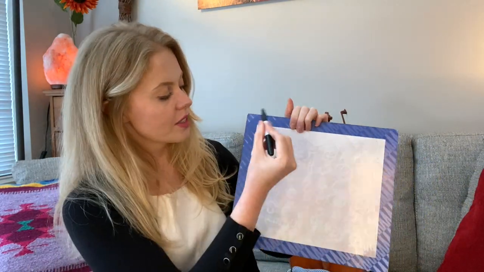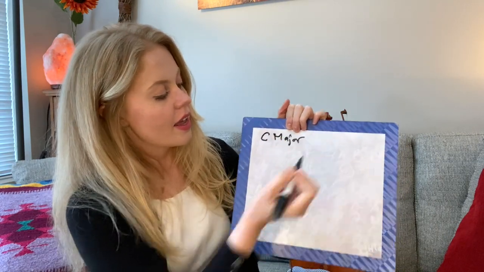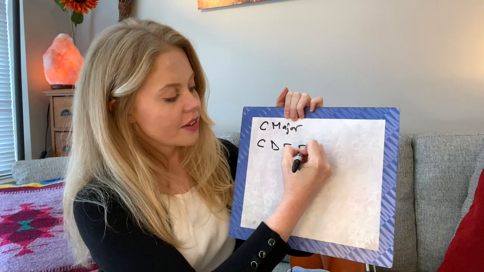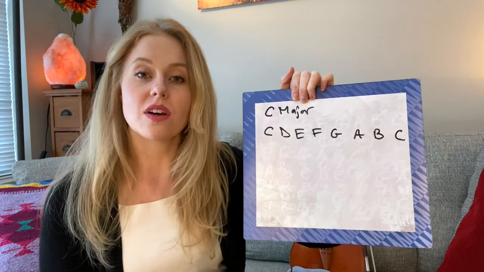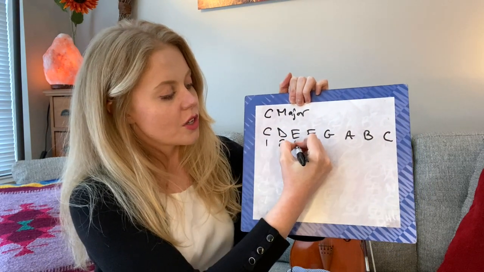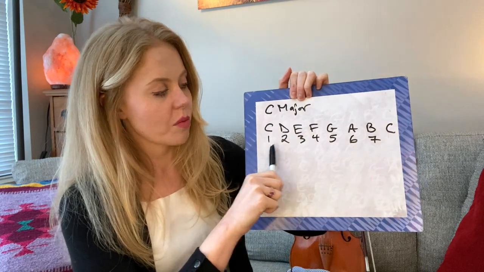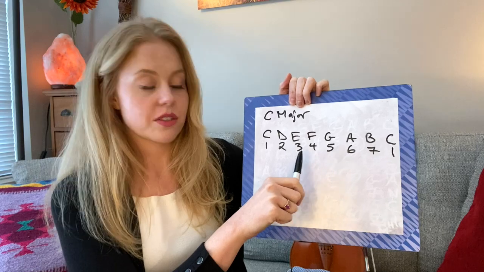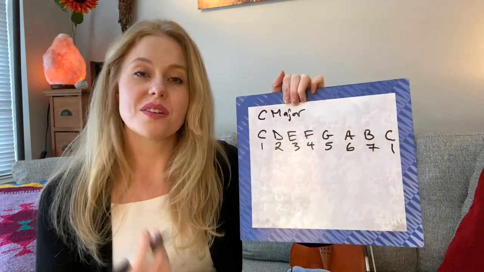So let's go ahead and write C major at the top here. There's no sharps and no flats for C major. So we're just going to start on a C, go up the stairs until we get to the next C, and we're going to put in what's called the scale degrees. The scale degrees just go right on up. We already called C number one, so we're going to call it one again. So C is one, D is two, E is three, et cetera, until we get to C again. These are not fingerings, they're called scale degrees.